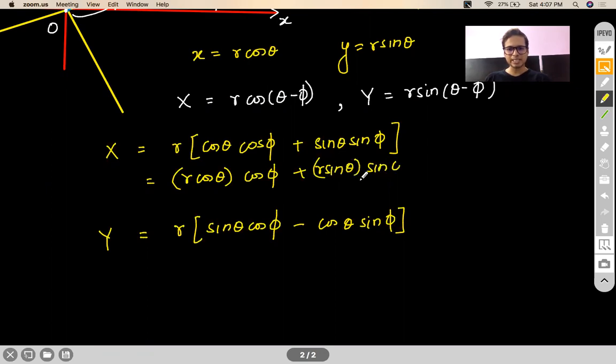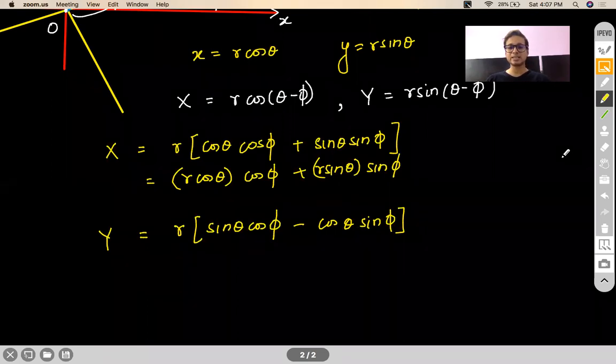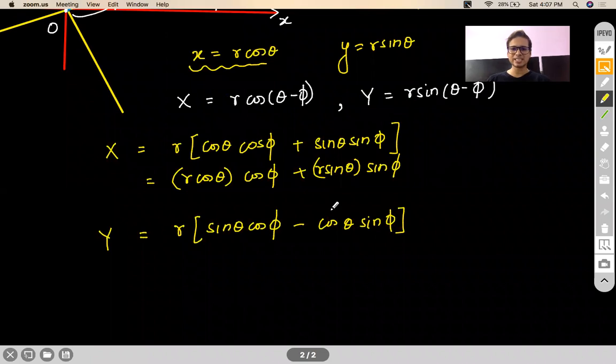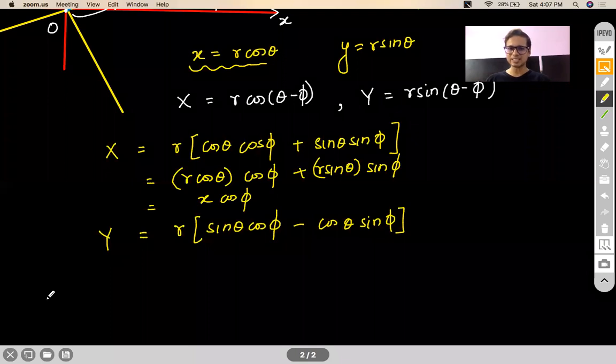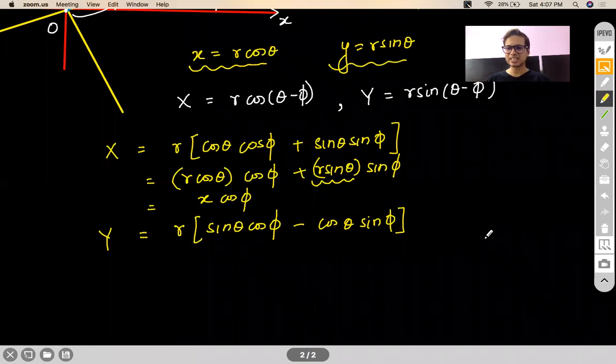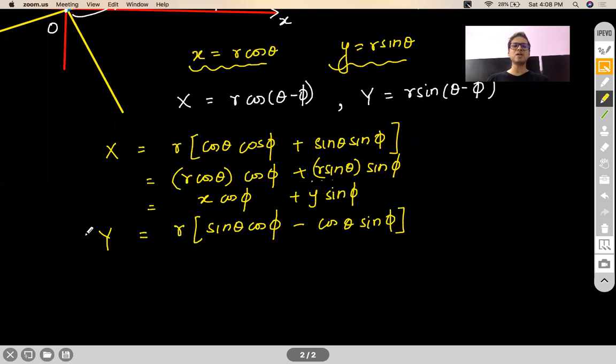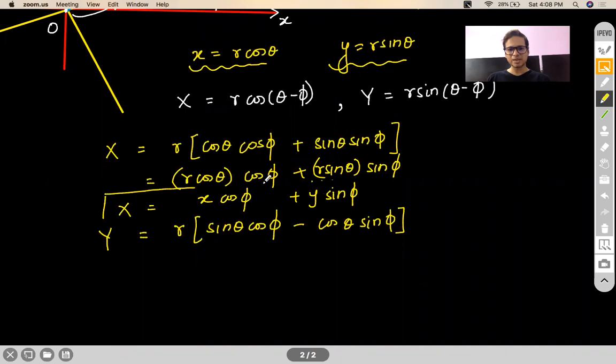Okay. Now I purposely bracketed r cos theta and r sin theta because r cos theta is what? r cos theta is your x. Correct. So I can write this as x cos phi, isn't it? And r sin theta is what? r sin theta is y, as you can see here. So I can write this as y sin phi. Okay. So what do we have? We have now our new x coordinate. Okay. So please make a note of this. This is our new x coordinate now.